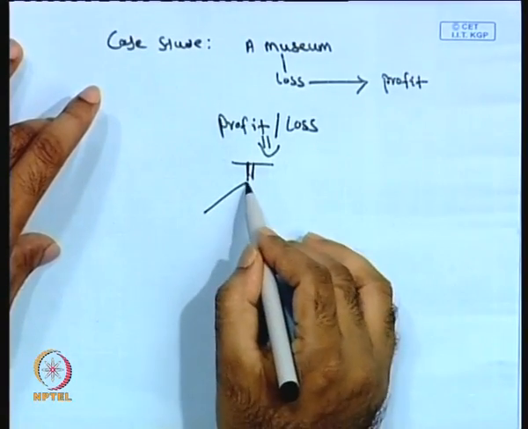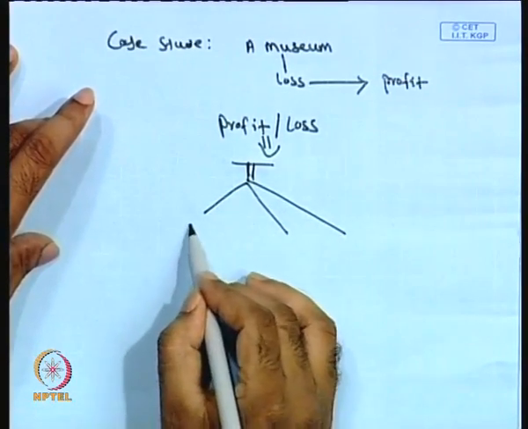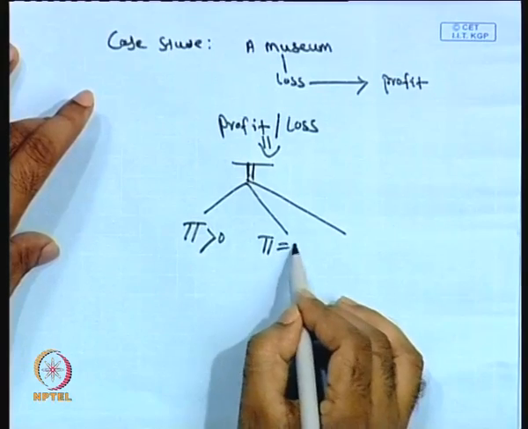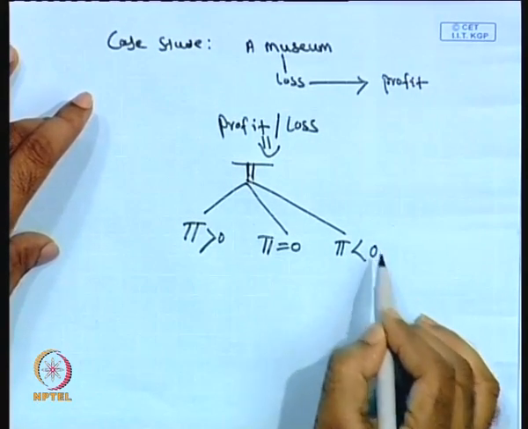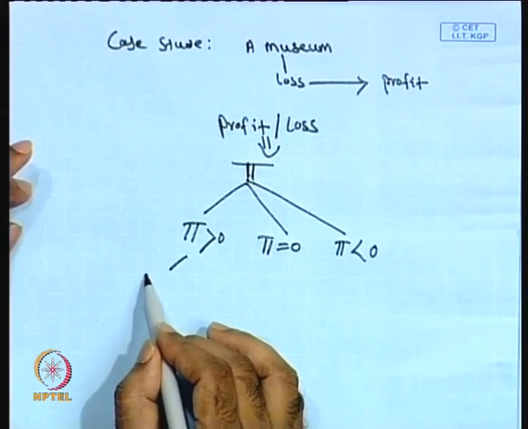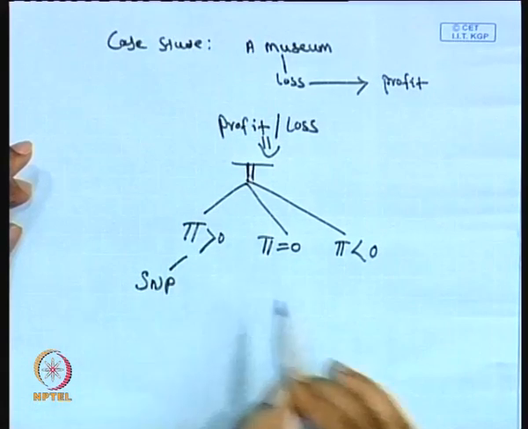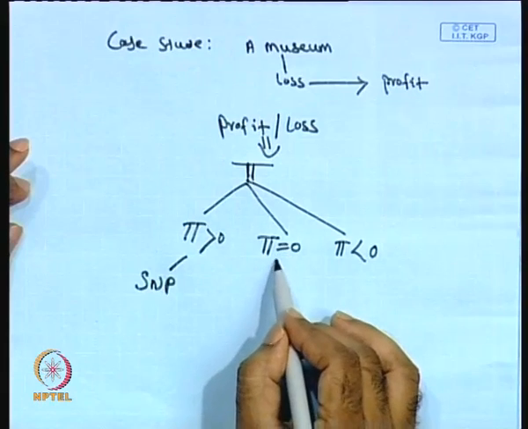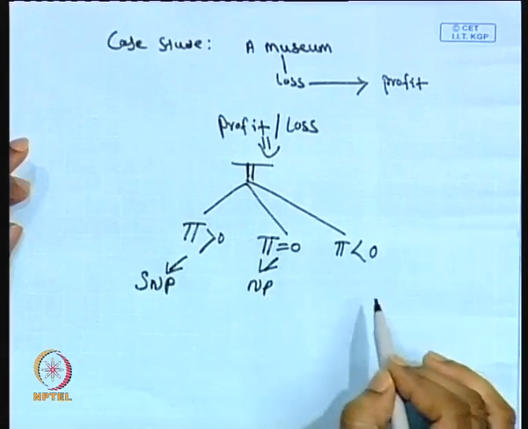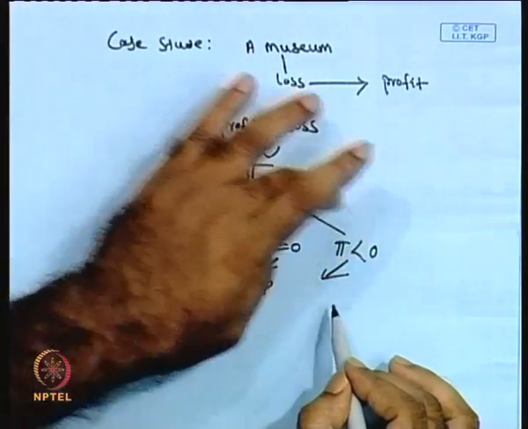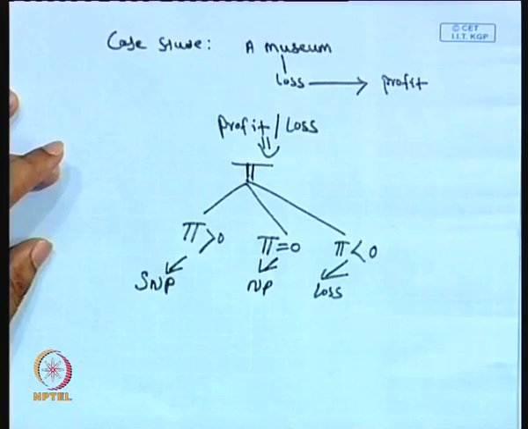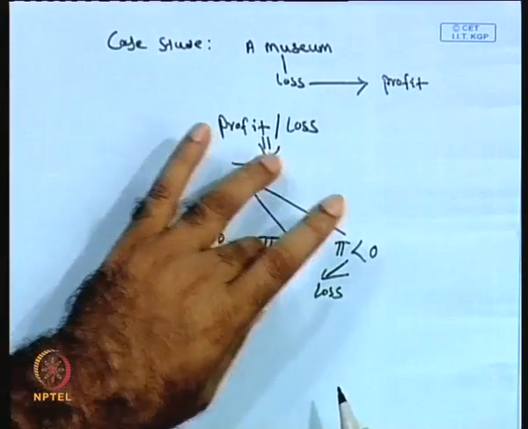This phi has 3 different structures: phi greater than 0, phi equal to 0, and phi less than 0. If phi is greater than 0, this business term is called supernormal profit. If phi is equal to 0, it gives an indication of normal profit. If it is less than 0, it gives an indication of loss. So now what is supernormal profit, what is normal profit, and what is loss?